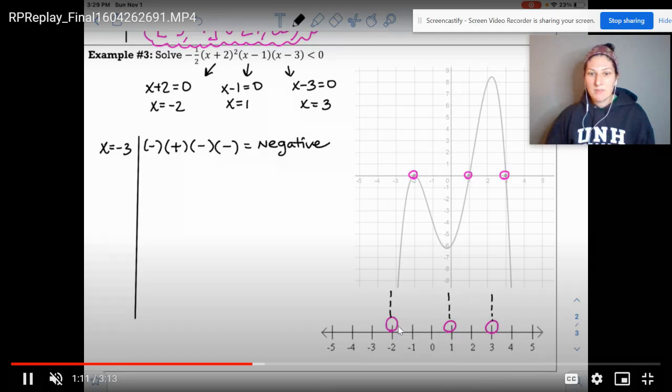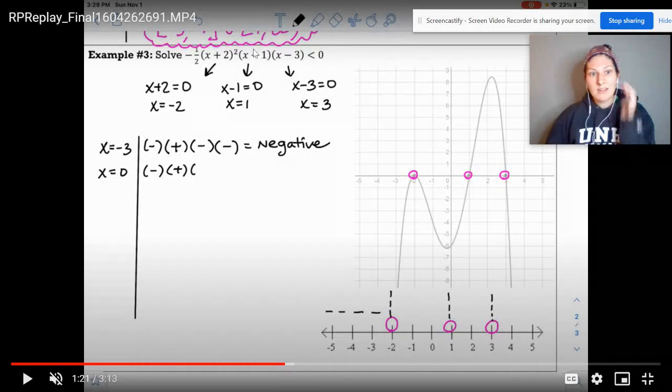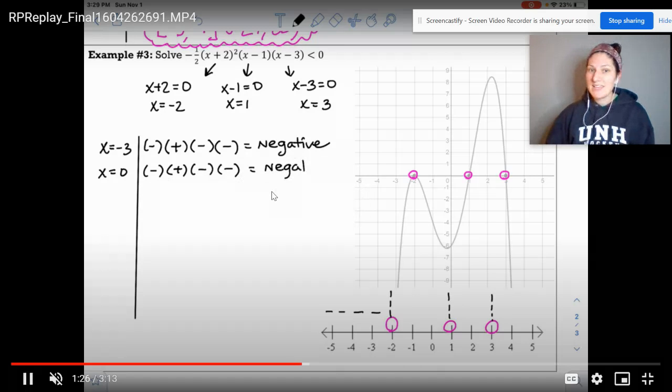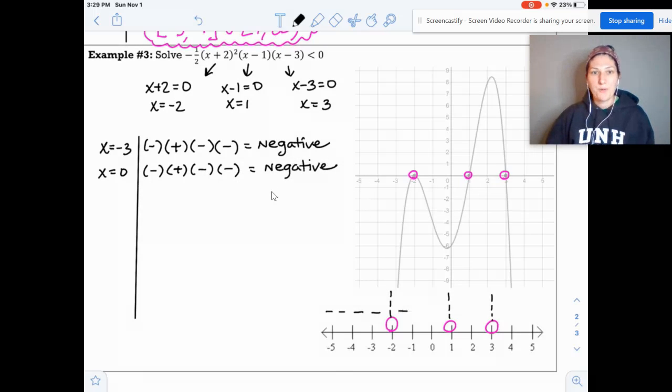Next, I'll plug in a number that falls in the next region. So I'm going to go for 0. It's always a nice number to go for to plug in. So don't forget, you have that negative number in front. So I'll start with the negative. Then I'm plugging 0 here. So 0 plus 2, squaring that gives me a positive number. 0 minus 1 is negative. And 0 minus 3 is also negative. An odd number of negative numbers, when you multiply these together, you'll also get a negative end result.